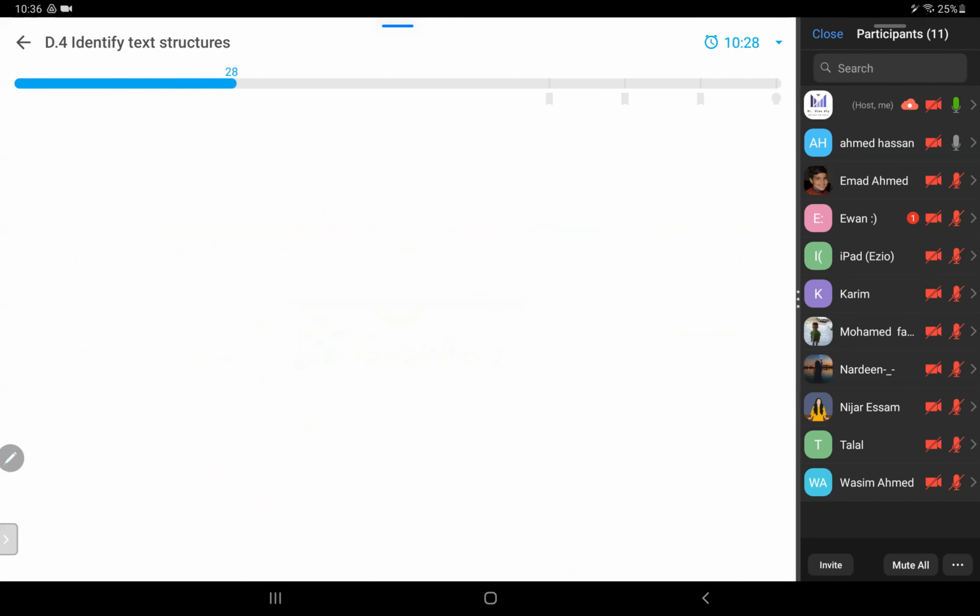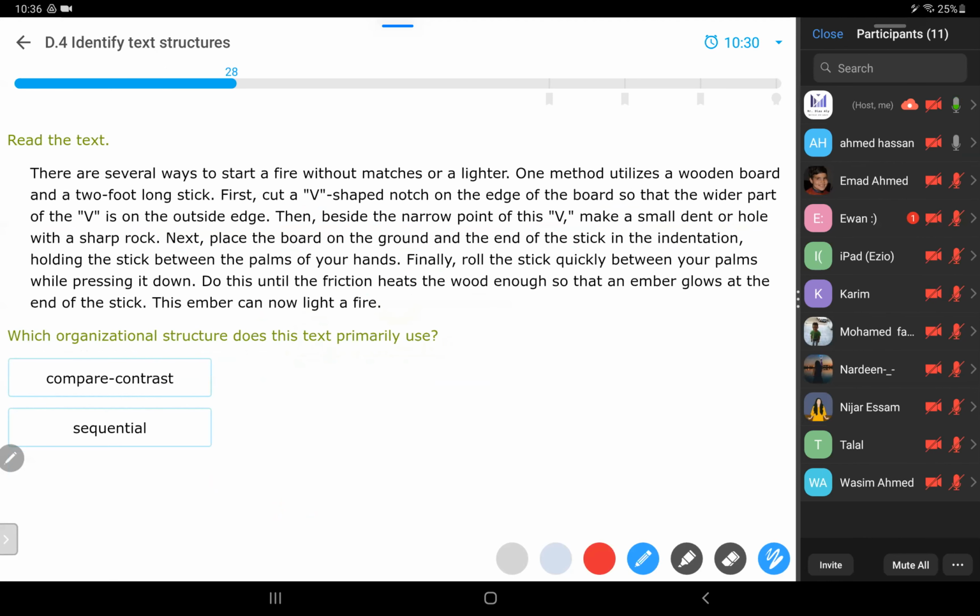Okay, the last one we will do. There are several ways to start a fire without matches or a lighter. One method, I found the answer already without continuing. One method utilizes a wooden board and a 2-foot long stick.